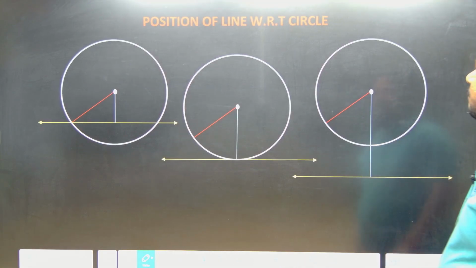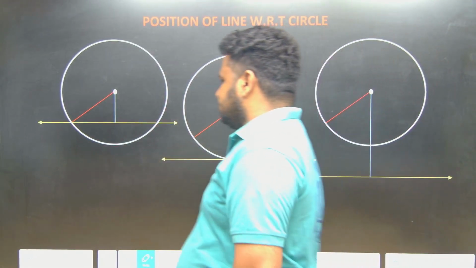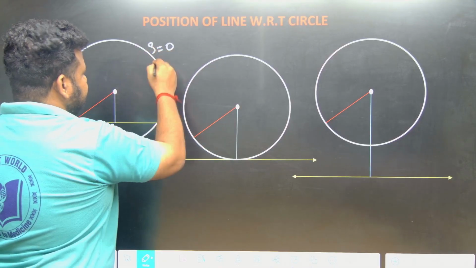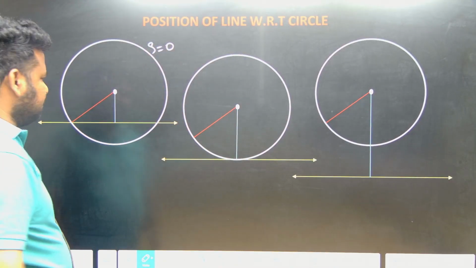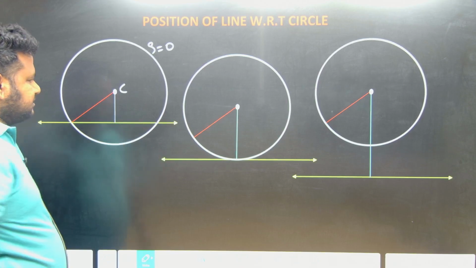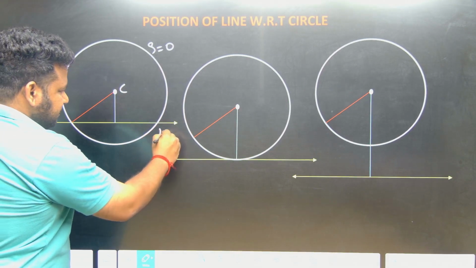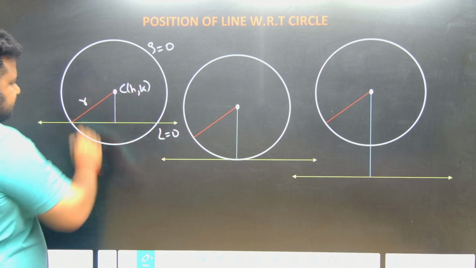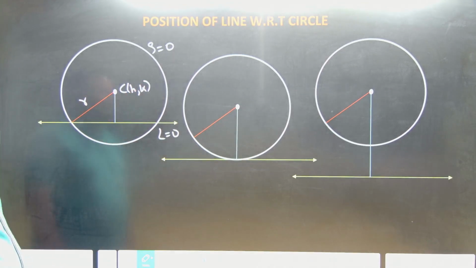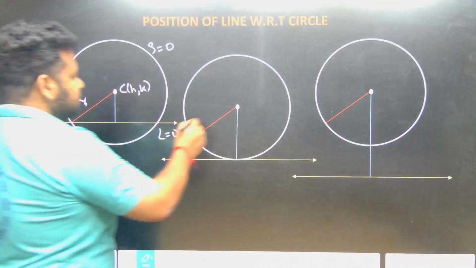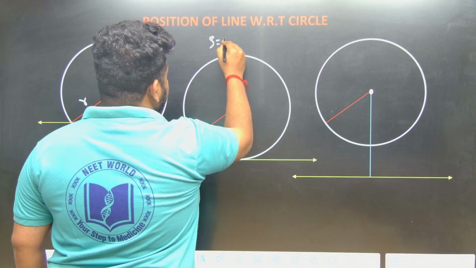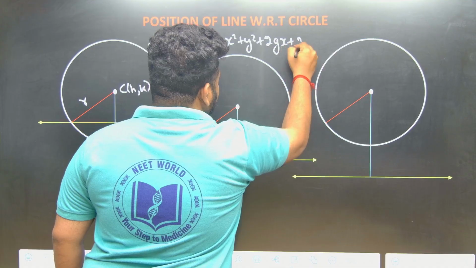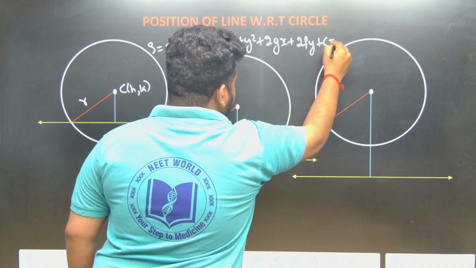Next one, position of a line with respect to a circle. What do you mean by this? Here they will give the equation of the circle, S is equal to 0, the center coordinates h comma k, the radius of the circle, and the line equation, L is equal to 0, and they will ask the position of the line with respect to the circle. S is equal to 0 means here we will take S as x square plus y square plus 2gx plus 2fy plus c is equal to 0.